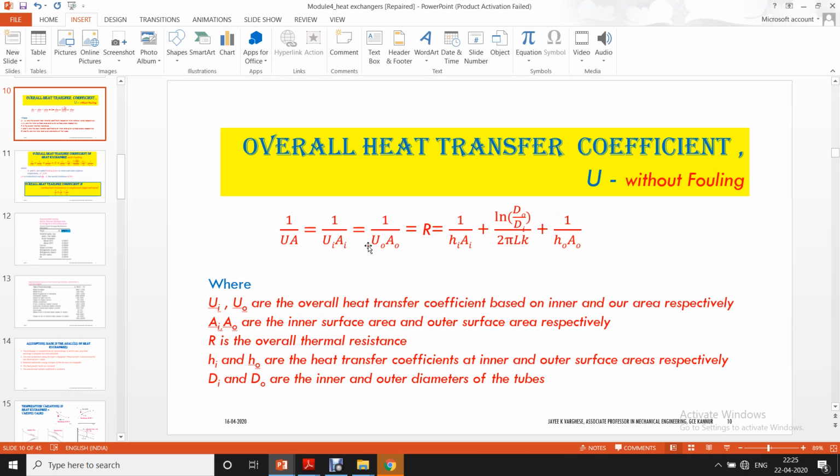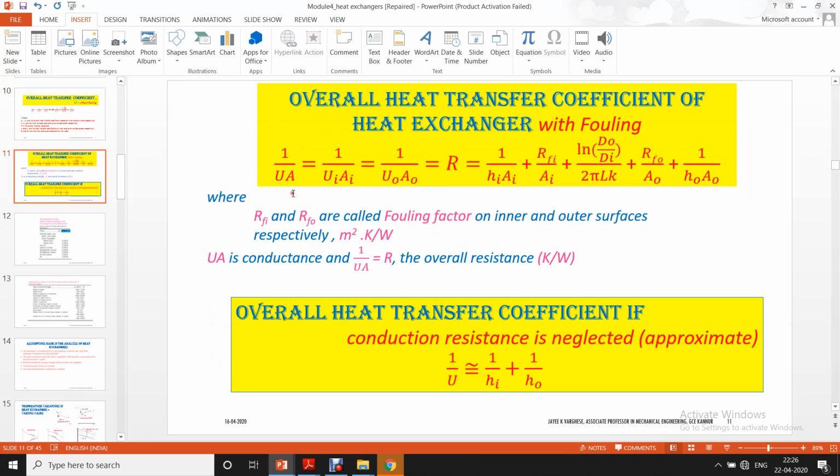This is a case when the fouling factor is negligible or the surfaces are fresh surfaces, so that no fouling has occurred on the surfaces. In case where there is fouling on the surfaces, we need to incorporate the additional resistance due to fouling both on the inner surface as well as on the outer surface.